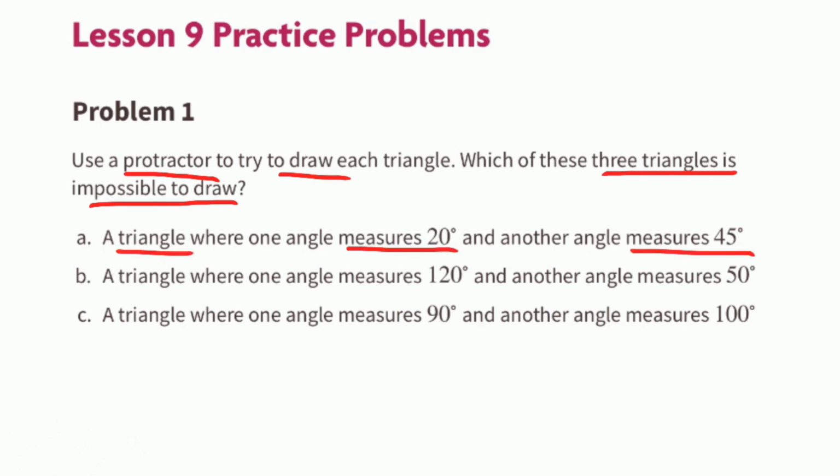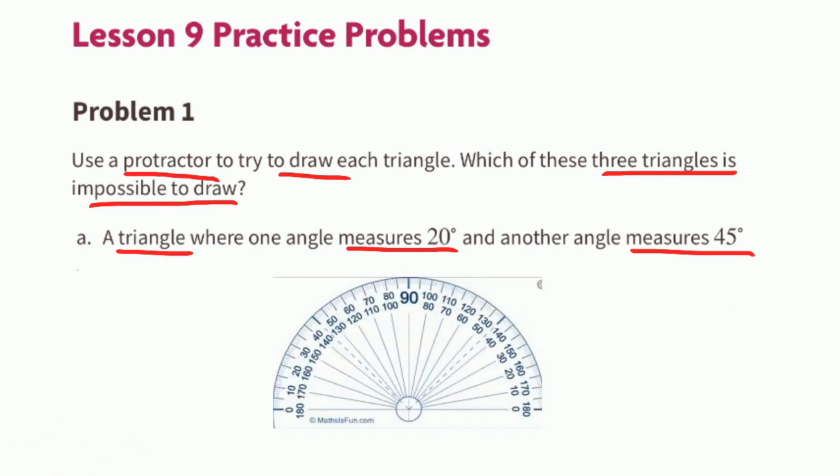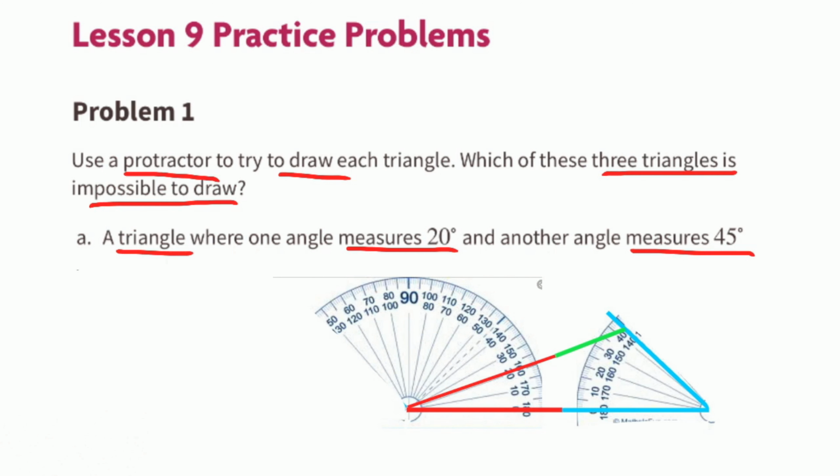A. A triangle where one angle measures 20 degrees and another angle measures 45 degrees. Let's use this protractor to draw the first angle that measures 20 degrees. And now let's draw the next angle that measures 45 degrees. Next, we can slide this angle over and connect them to form the triangle that has one angle that measures 20 degrees and the other angle that measures 45 degrees.